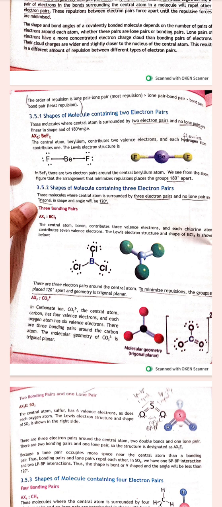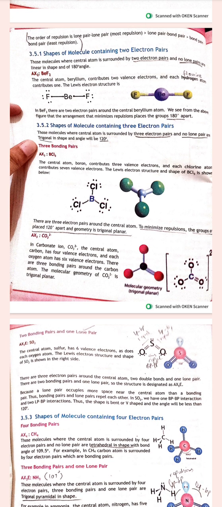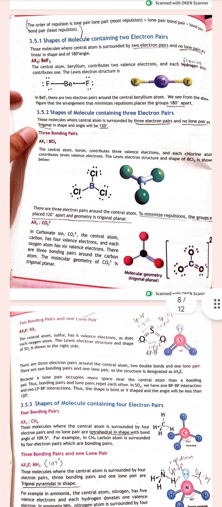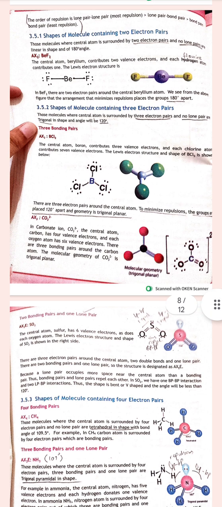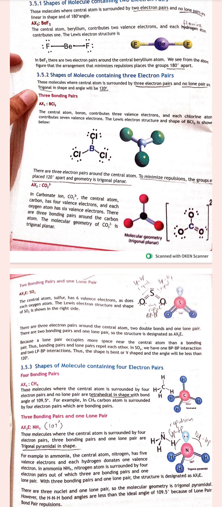Now the shapes of molecules containing 2 electron pairs. Those molecules where the central atom is surrounded by 2 electron pairs and no lone pair have a linear shape and an angle of 180 degrees. We have the example of AX2, like BeF2. Beryllium, the central atom, has 2 valence electrons, and each fluorine atom contributes 1 electron. So there are 2 electron pairs around the central beryllium atom. From the figure, the arrangement that minimizes repulsions places the groups 180 degrees apart.